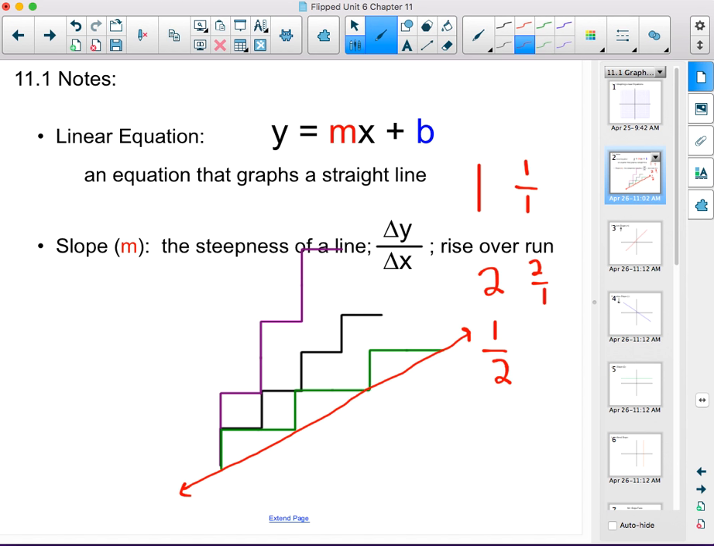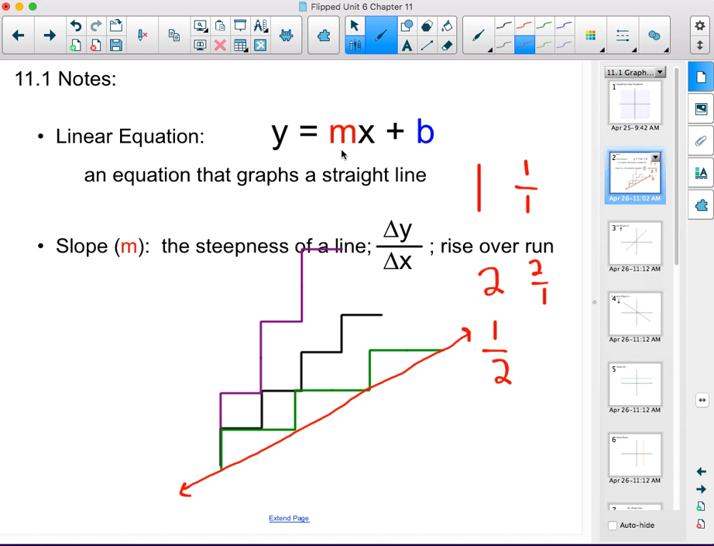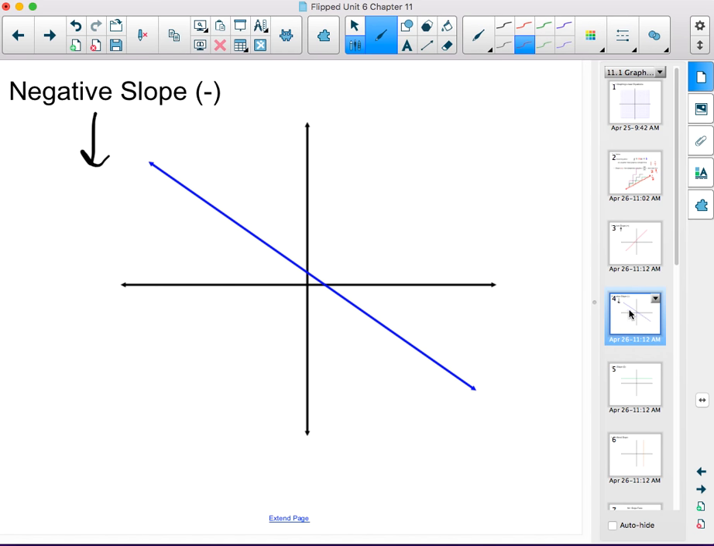Now, slope can look in a lot of different ways. If this m number is a positive number, we say the line has a positive slope. If we read a line like we read a sentence, we start on the left and we go to the right. When we read a line with a positive slope, our line points up when we go from left to right. We can see that my mouse is moving up. That's a positive slope.